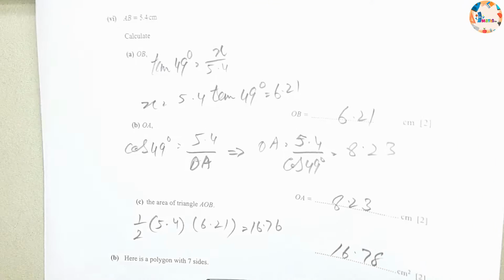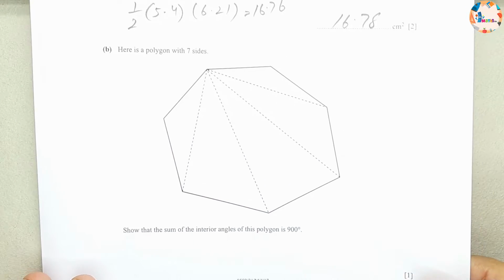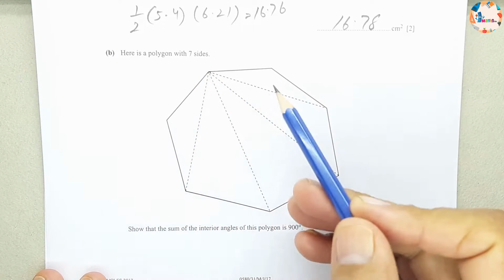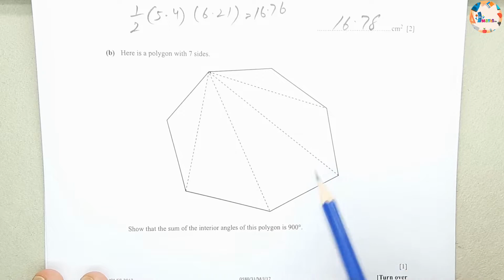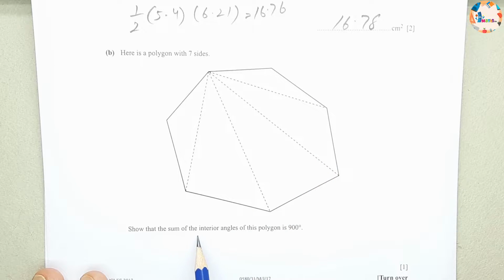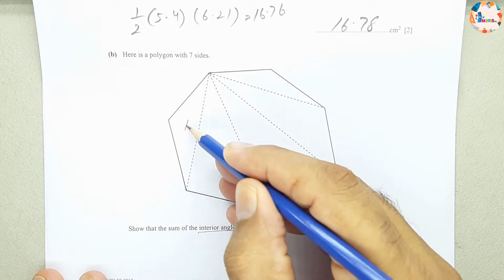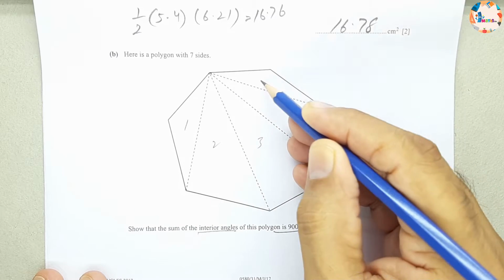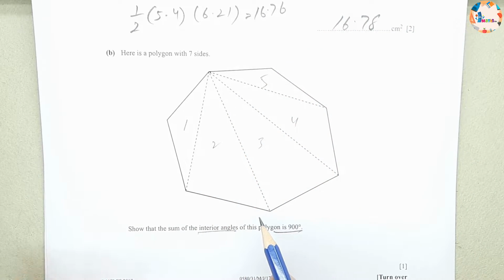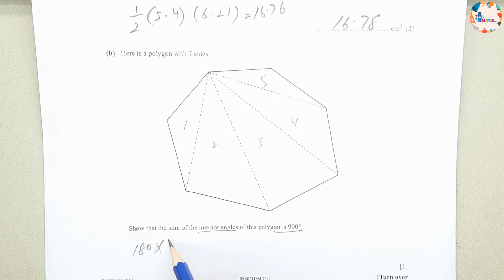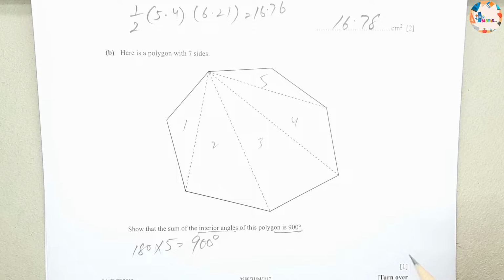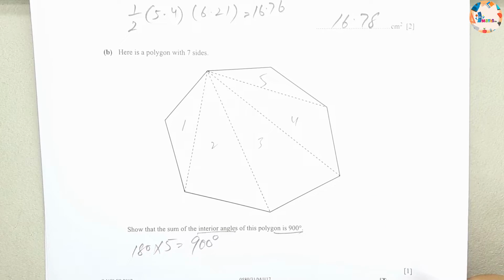B part, here is a polygon with 7 sides. So these are the 7 sides of the polygon. Show that the sum of the interior angles of the polygon is 900. So it's easy, if you can see, this is 1, 2, 3, 4, 5 triangles, and interior angles of a triangle are 180 degrees. So we can write here 180 into 5 is equal to 900 degrees. So this is how we can show it.